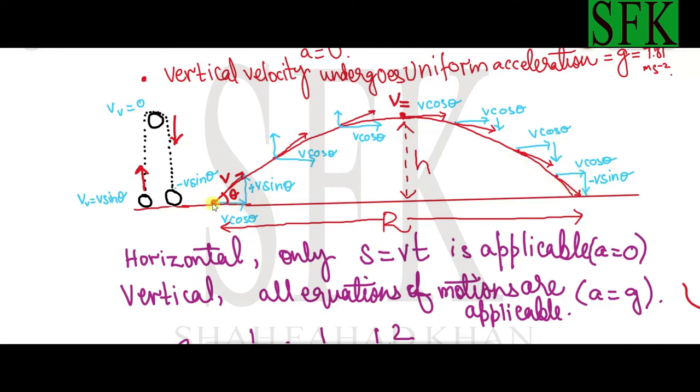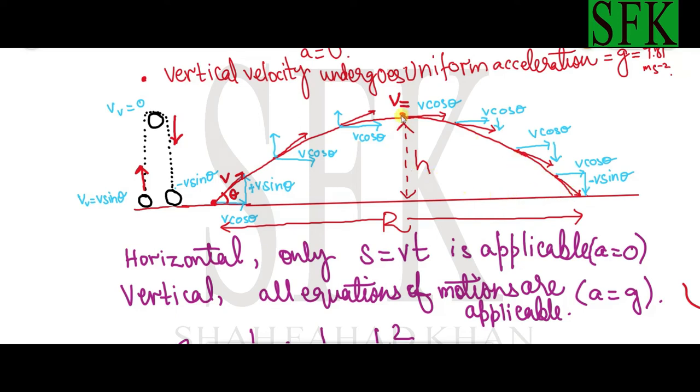So the horizontal component has zero acceleration because velocity is not changing. The horizontal component of velocity is not changing. The vertical component has a constant acceleration of 9.81, due to which its velocity constantly changes, similar to the motion of this ball that is thrown upward and then returns back. Okay, so this is a very important part of projectile motion, and a lot of questions are asked from here.